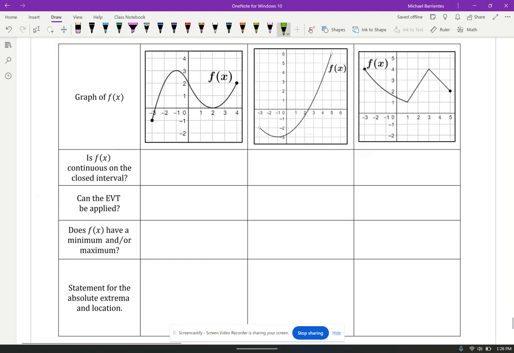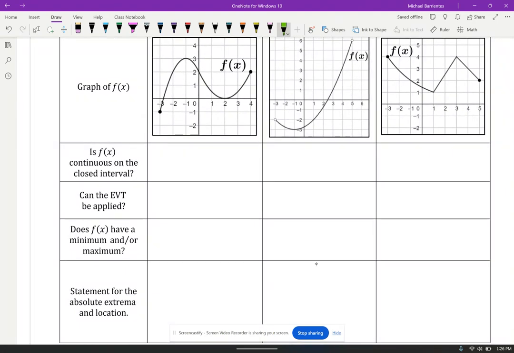In the first graph, is the function continuous on the closed interval? Well, from -3 to 4, it is closed, right? And it is continuous. So we're going to say yes. Therefore, can the extreme value theorem be applied? Yes, because it met both of those criteria, right? It is continuous and it's continuous on a closed interval.